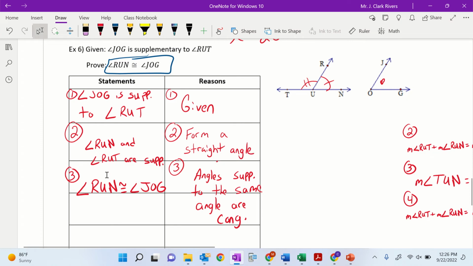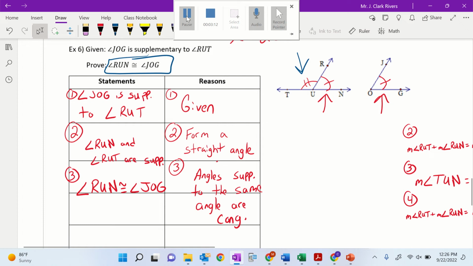And then finally, angle RUN is congruent to JOG. RUN and JOG must be congruent to each other because angles supplementary to the same angle are congruent. Both JOG and RUN are supplementary to RUT, and angles supplementary to the same angle are congruent. So that simplifies this proof a bit. I just wanted to let you know that.